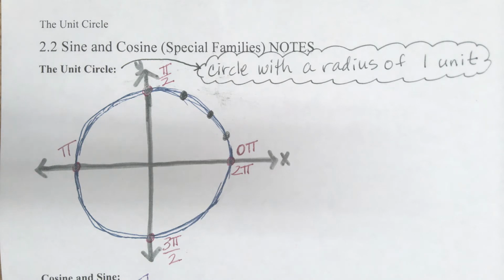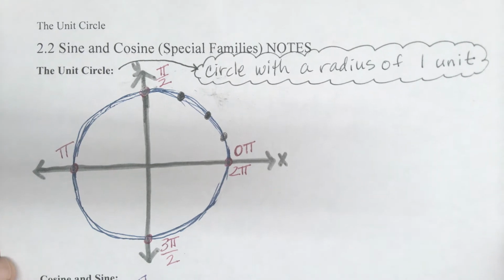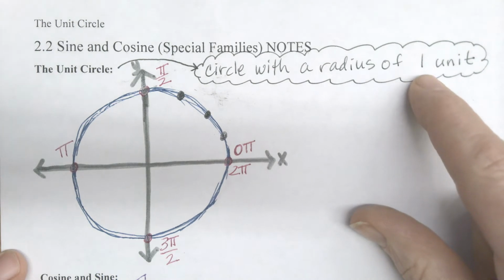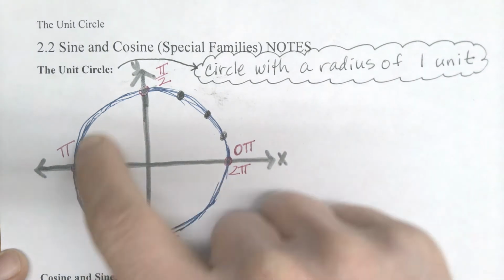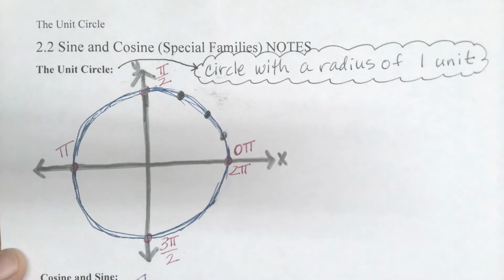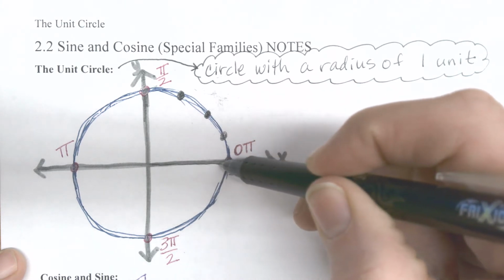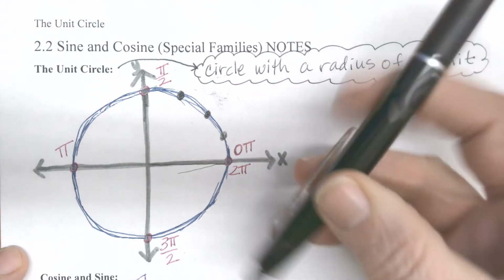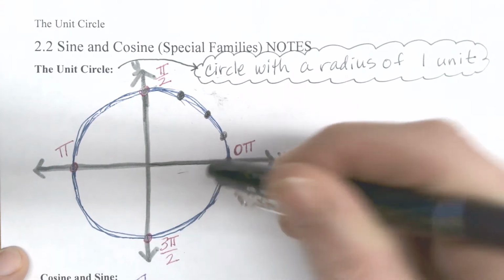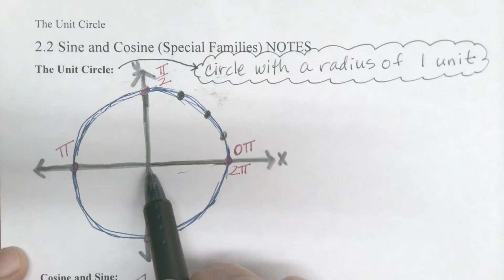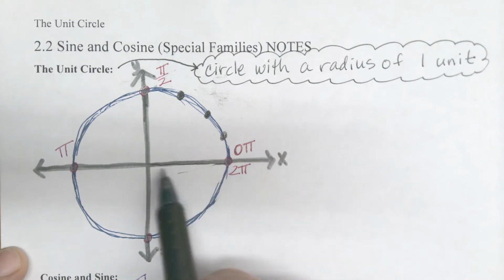So I've already drawn my unit circle, and take the time on your notes to do the same. It is a circle with a radius of 1 unit. And so here's my circle with a radius of 1 unit, which means that if I were to find the length of this line right here, that would have a length of 1, because from the center to a point on the circle, that would be the radius.